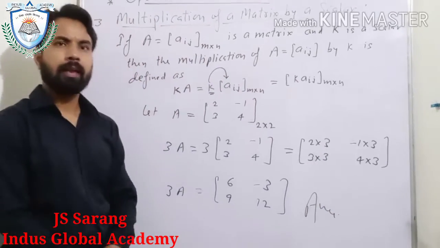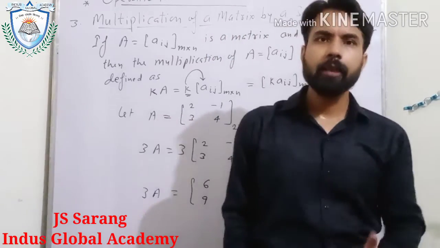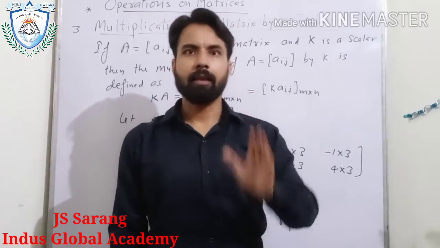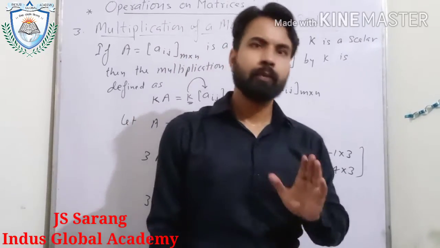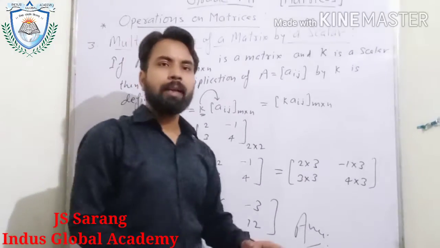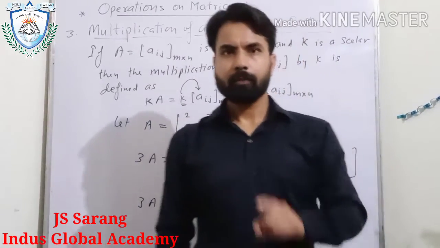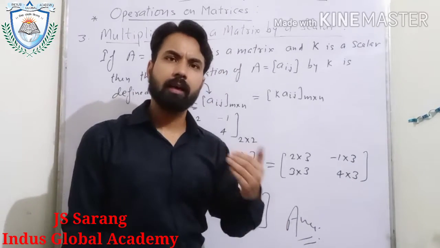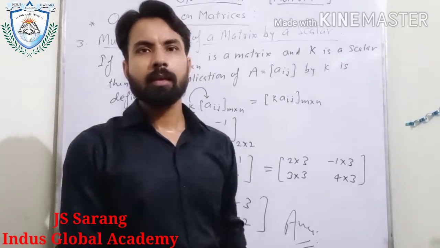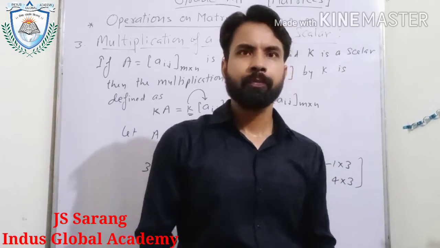Is it clear? Again I am telling you, if a matrix is multiplied by a scalar, then each and every element of that particular matrix would be multiplied by that scalar. Are you getting this? Okay. So till here I explained how to add two matrices, how to subtract two matrices, and how to multiply a matrix by a scalar. Understood? Now we have to discuss the negative of any matrix. Clear? Okay, let's see.